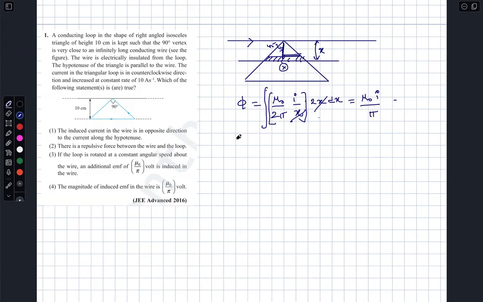Now, mutual inductance is what you want. The current is increased at a constant rate of 10 ampere per second. You don't know the current, but the rate of change of current is what you know. Hold on, that I'll take later, no issues. And what are the options for this? First of all, let me handle it like this.